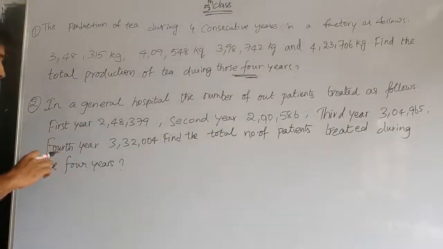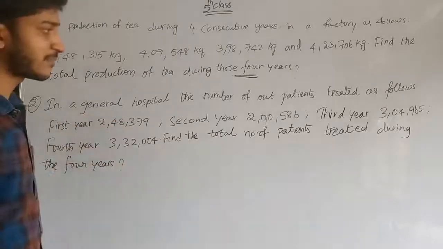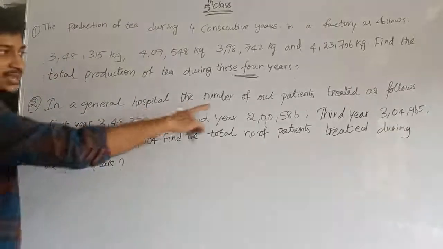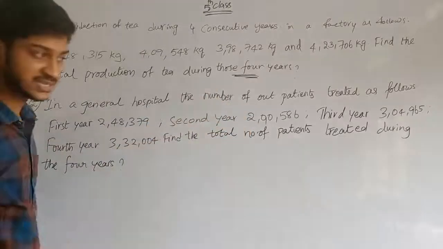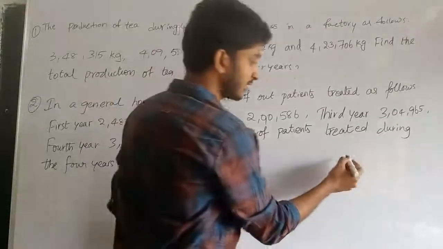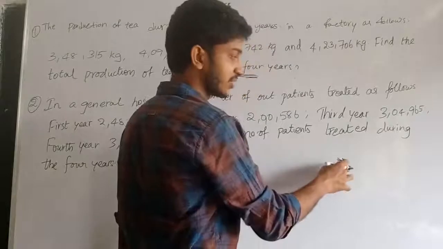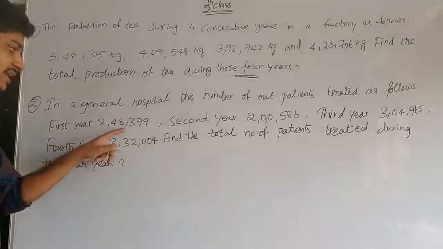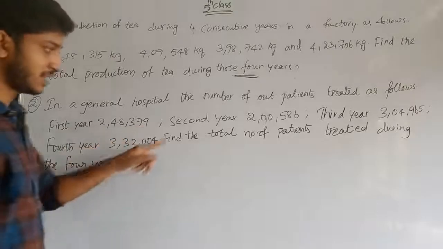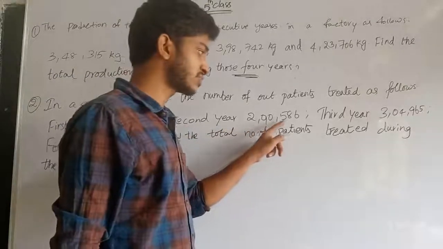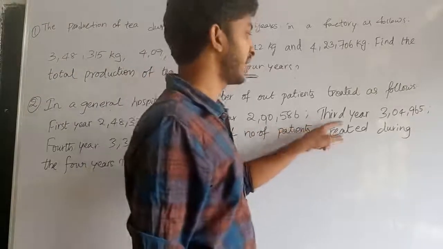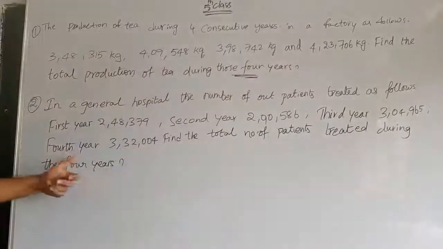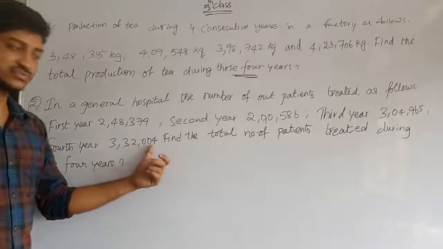And see the second question. In a general hospital, the number of outpatients treated is as follows. The outpatients are those treated and sent out from the hospital. In the first year 2,48,379 people, in the second year 2,90,586 people, in the third year 3,04,965 people, and in the fourth year 3,32,004 people.